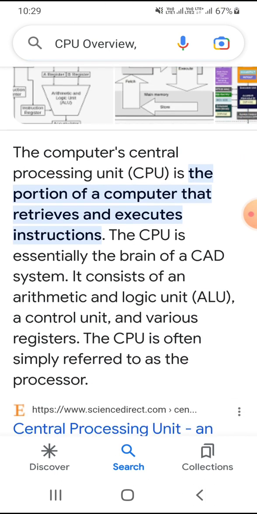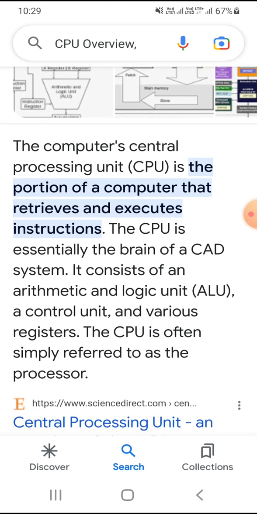The computer central processing unit is the portion of the computer that retrieves and executes instructions. The CPU is essentially the brain of a computer system. It consists of an arithmetic and logic unit, a control unit and various registers. The CPU is often simply referred to as the processor.